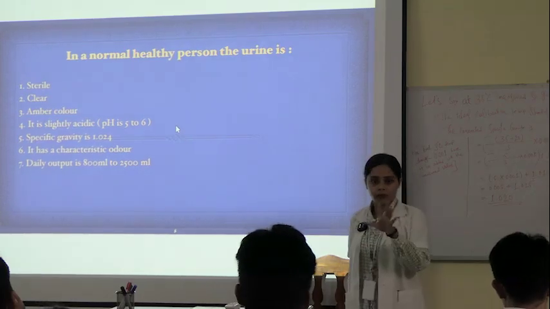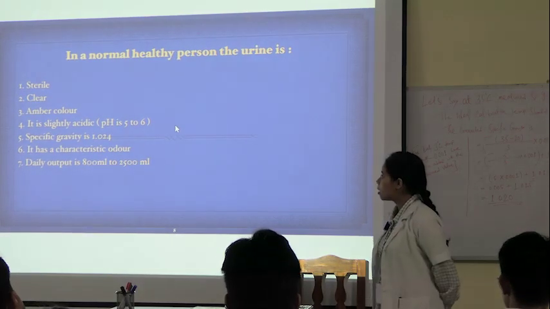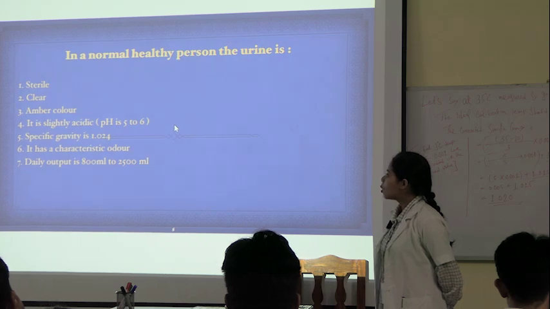to 6, this is just average value 5 to 6, and specific gravity is 1.